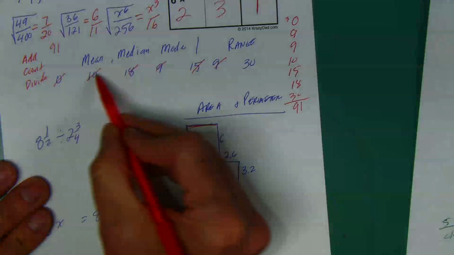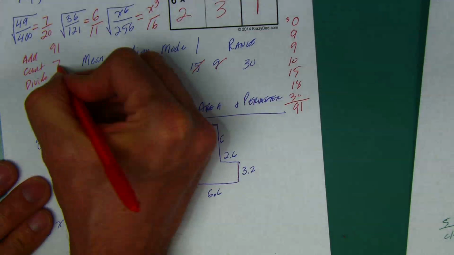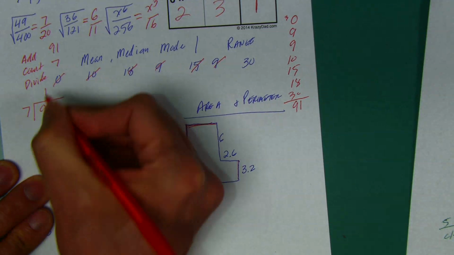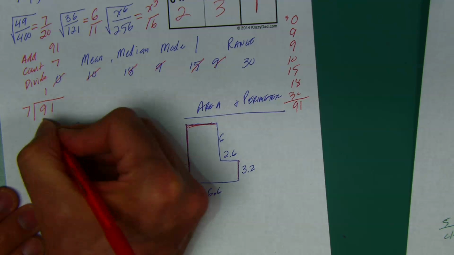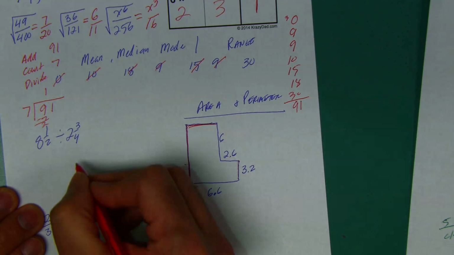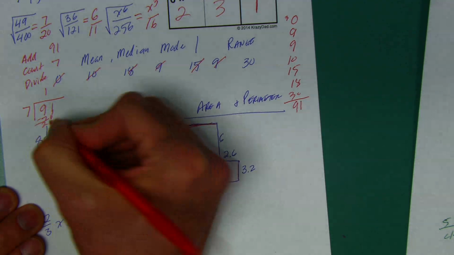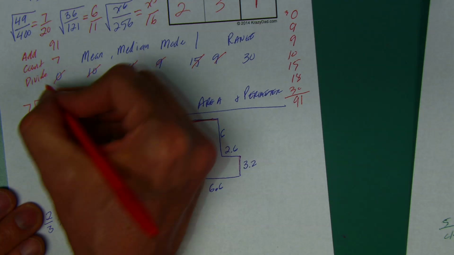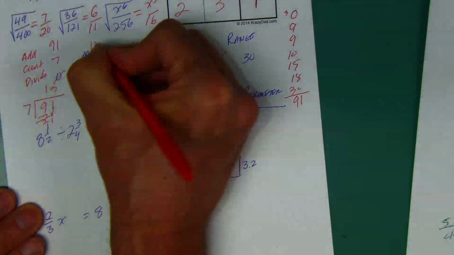When I count, I got 1, 2, 3, 4, 5, 6, 7. Now I divide. 7 goes into 9 one time. 1 times 7 is 7. What do I do now after I subtract? Bring down the next number. Oh, and isn't that nice? 7 fits into 21 3 times, huh? So the mean ends up being 13.